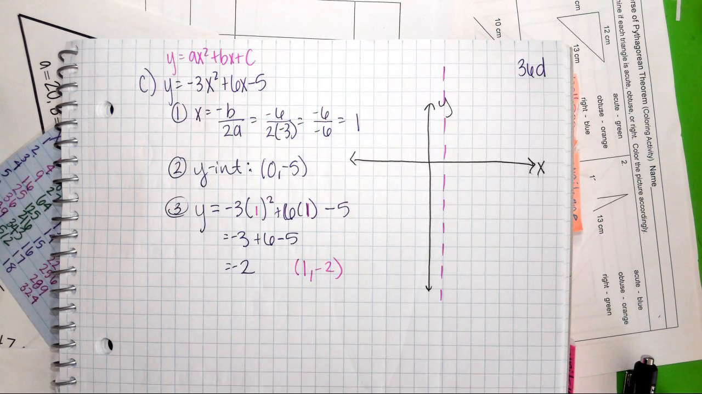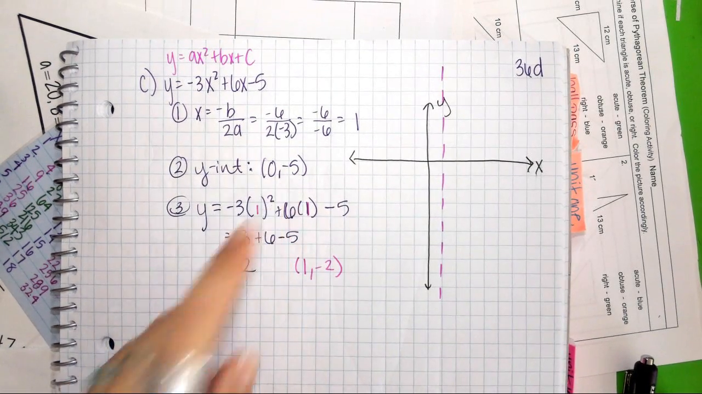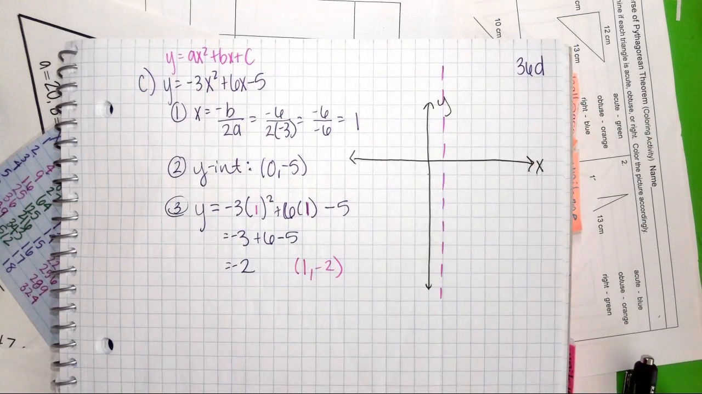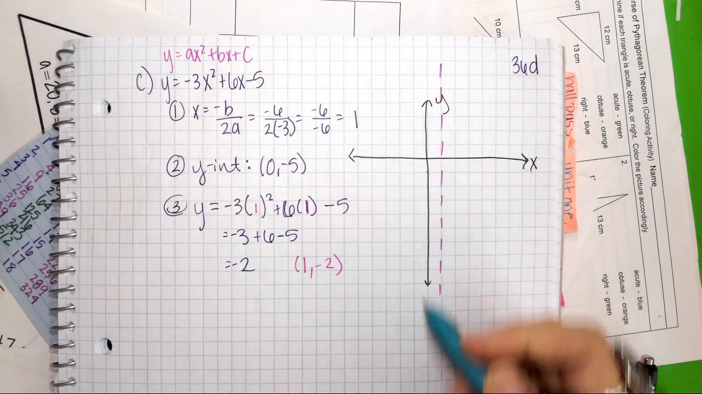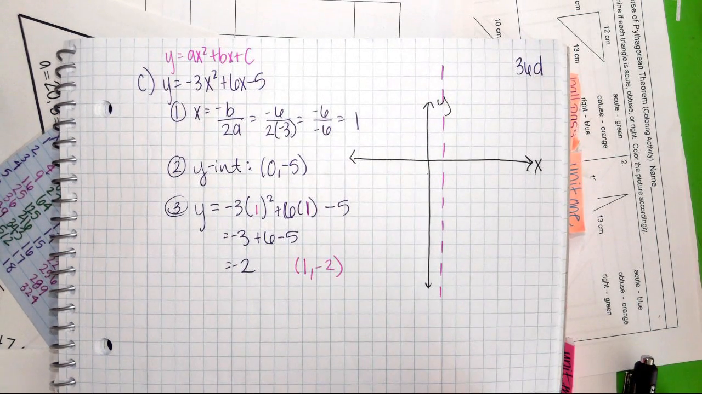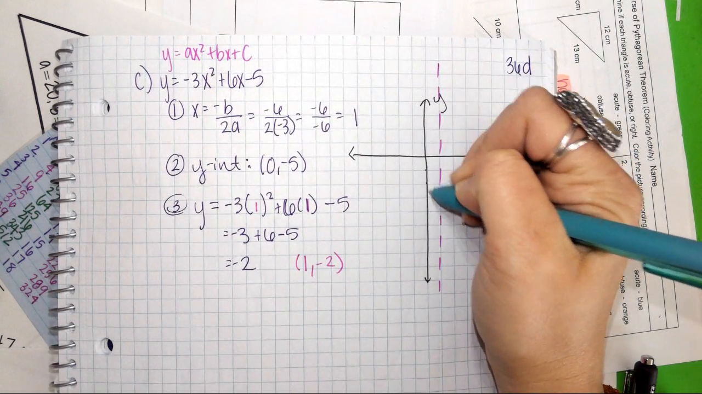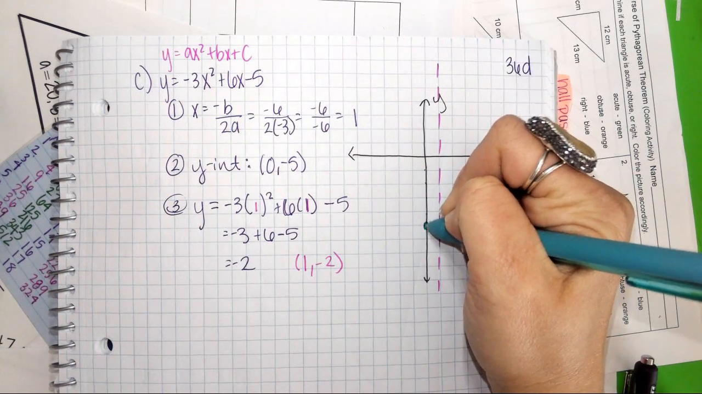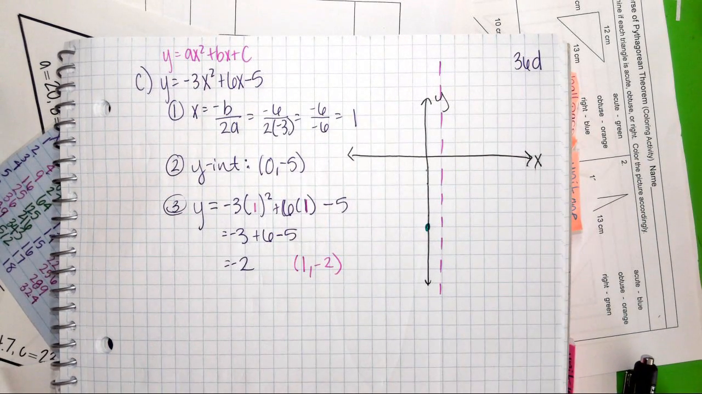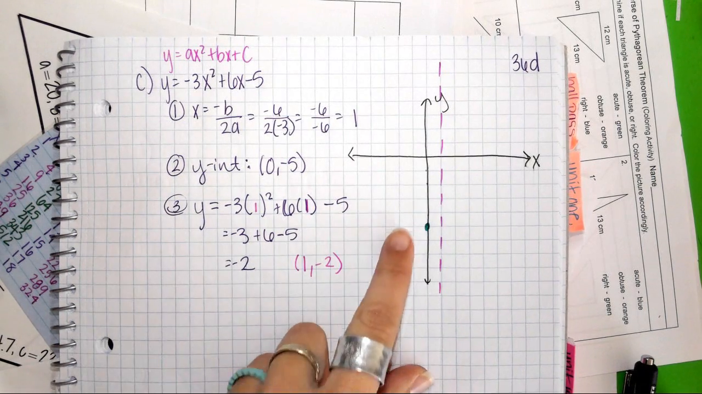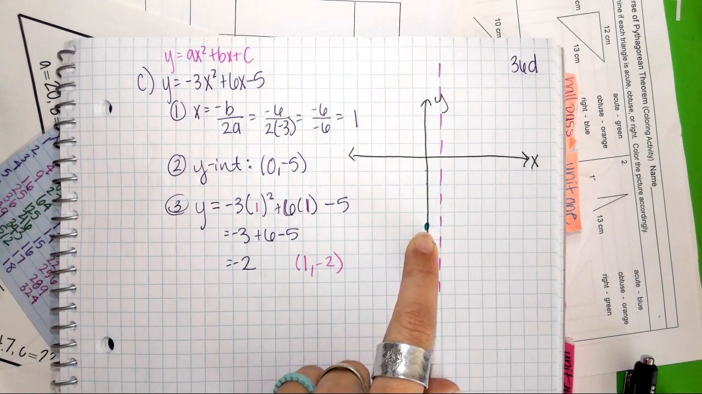Okay, now what do I plot next? 1, negative 5. So, are you eating when I just said to not eat in my classroom? No. Are you chewing gum? Trash can. 1, 2, 3, 4, 5. Okay, now I've plotted 0, -5.